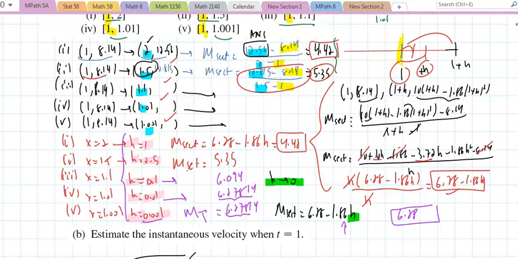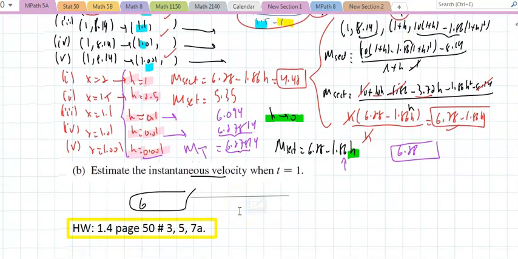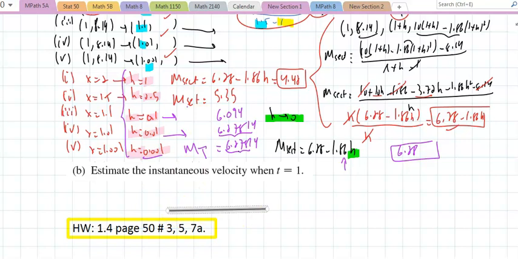So they say, what do you think the instantaneous velocity is? You could give that number. You could say that number, instantaneous velocity, would be 6.28. You could give 6.27814 if you wish. And there's the homework.